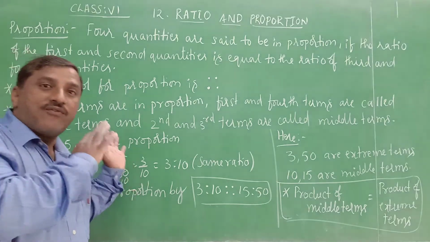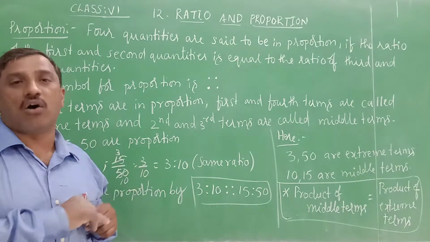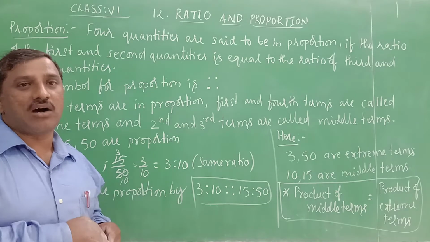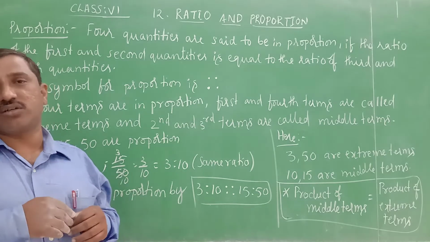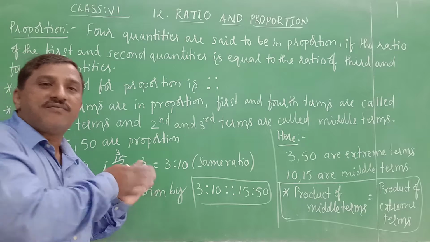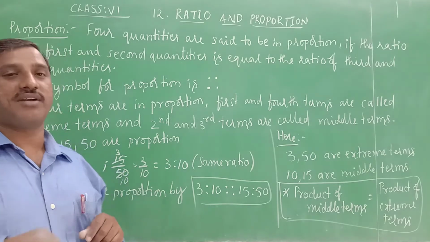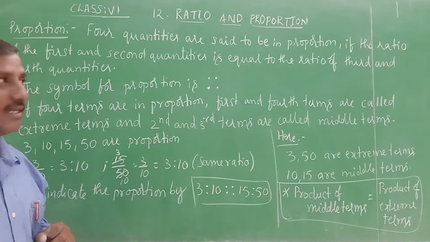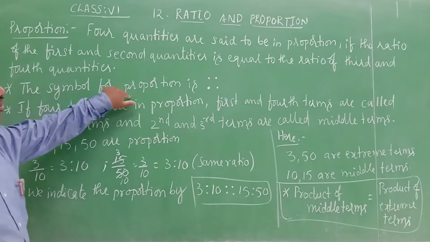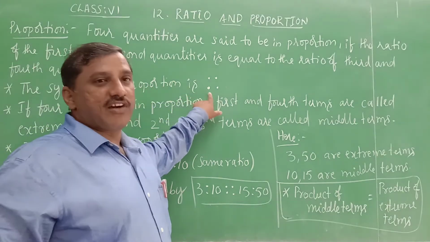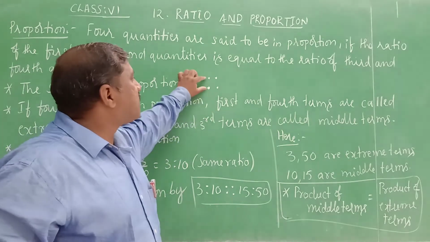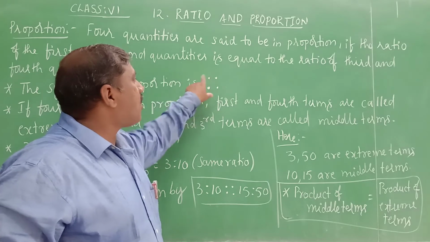See that the four quantities should be in the order. First, second, third and fourth quantities. Not first, third, fourth and second quantities. Clear? Now, this is the symbol for proportion. We will write two ratios, and four dots will be there.